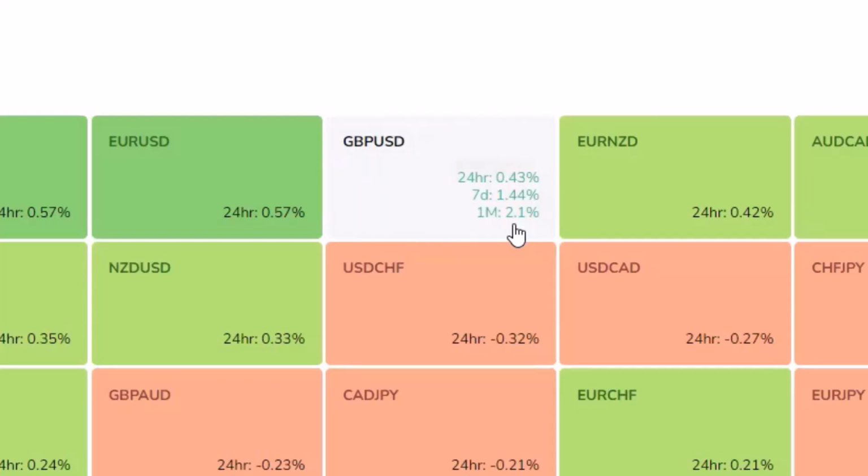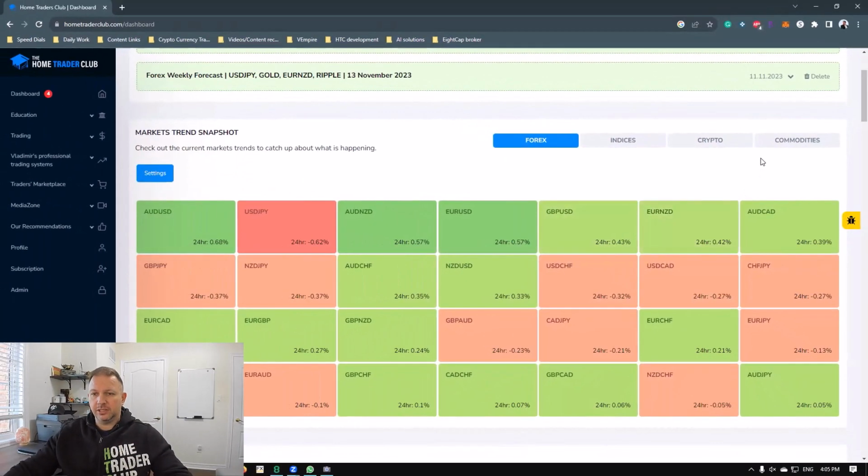The 1 month is slightly above 2%, 7 days less than 1.5%, and the 24 hours less than 0.5% change. Again, buyers are losing their grip. Now let's take a look on the chart.